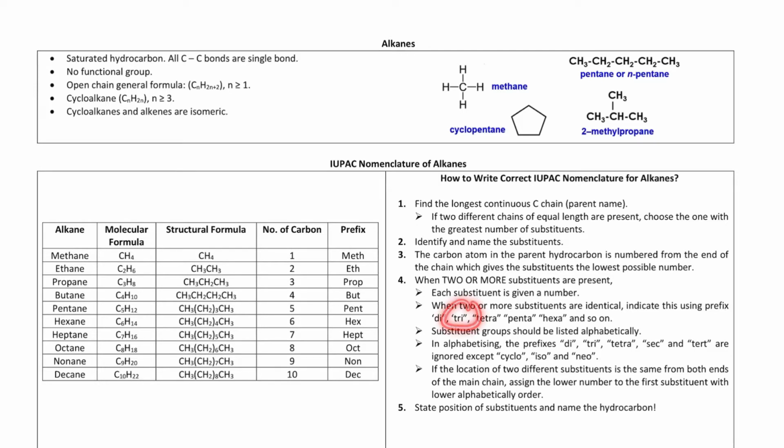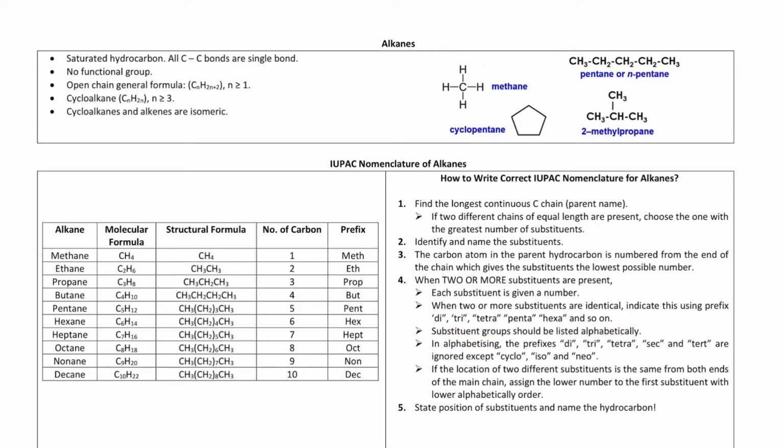Okay, kalau ada 3 methyl, trimethyl. Kalau ada 4, tetramethyl. Kalau ada 5, penta. Kalau ada 6, hexamethyl. Dia macam itulah and so on. Okay, so not limited to methyl sahaja. Ethyl ke apa ke benda, semua substituent boleh guna di, tri, tetra, penta, hexa ni, mengikut bilangan substituent yang sama tu. Okay, alright. And then the substituent groups should be listed alphabetically.